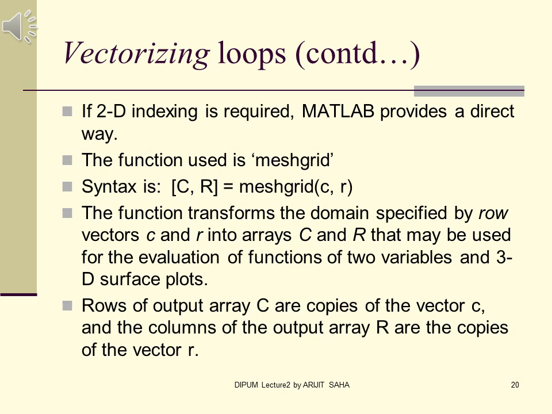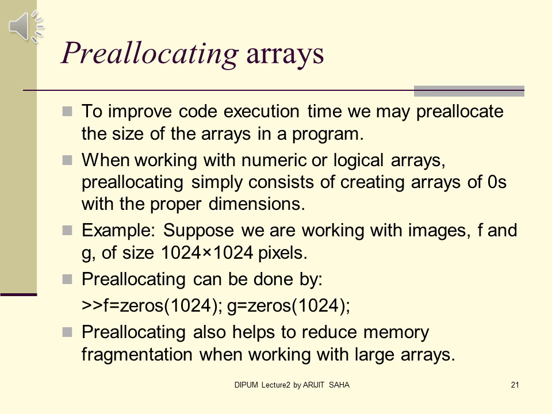When two-dimensional indexing is required, MATLAB provides a direct way. The function used is meshgrid. Syntax is [C, R] equal to meshgrid. The function transforms the domain specified by row vectors C and R into arrays C and R that may be used for the evaluation of functions of two variables and 3D surface plots. Rows of output array C are copies of the vector C and columns of the output array R are copies of the vector R.